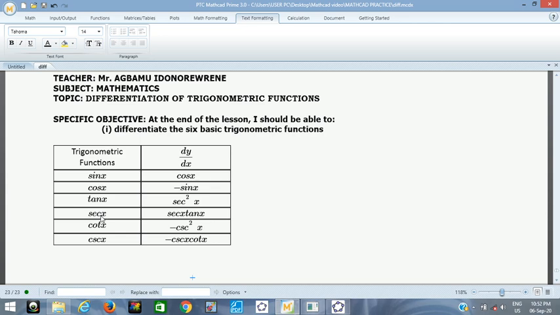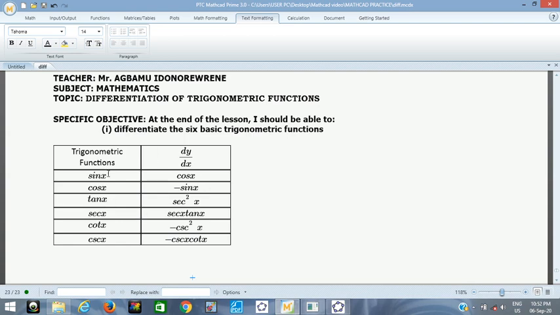Then when you differentiate sec x, it's going to give you sec x tan x. Then differentiation of cot x is going to give you minus cosec square x. Then when you differentiate cosec x, it is going to give you minus cosec x cot x.